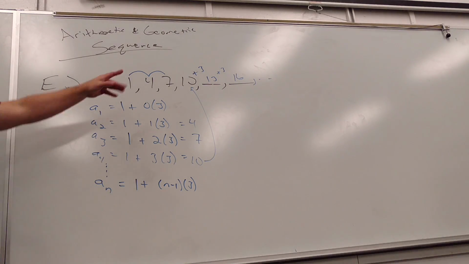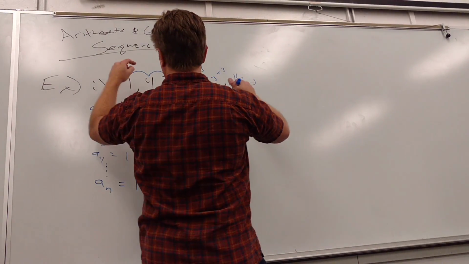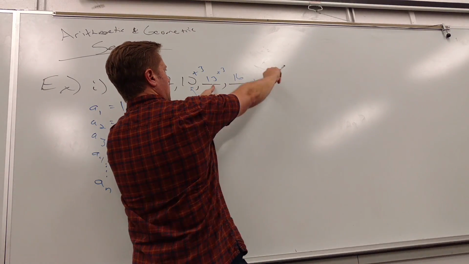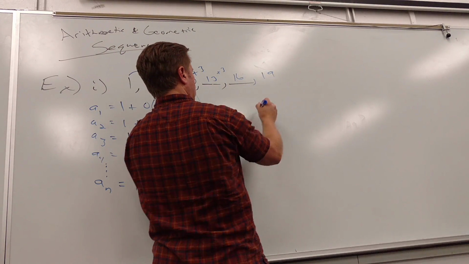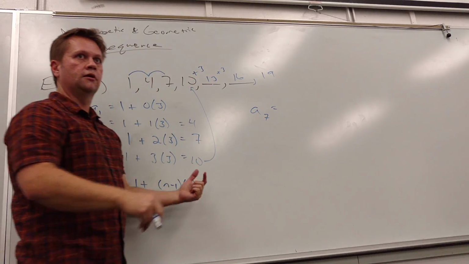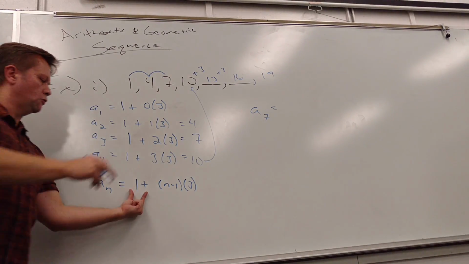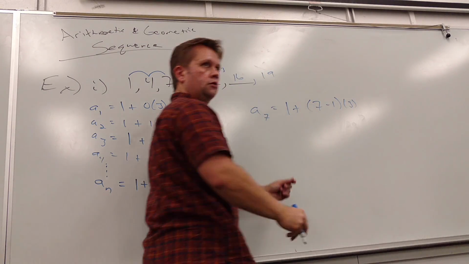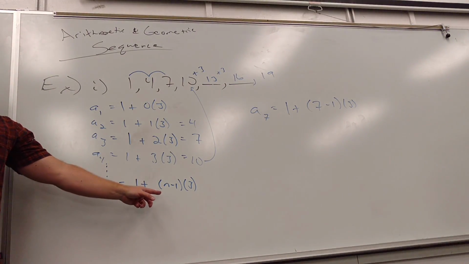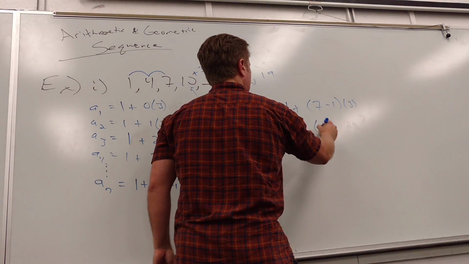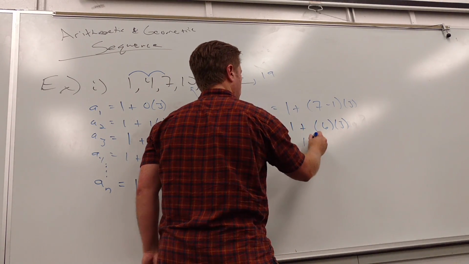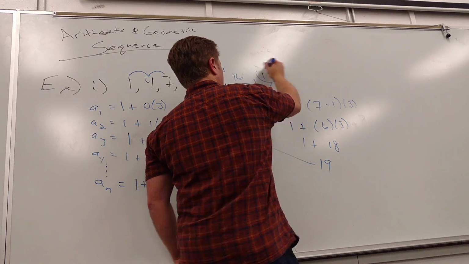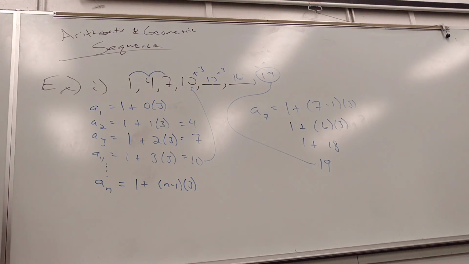Okay, so real quick, this is A1, 2, 3, 4, 5, 6. What's A7 going to be? 19. So let's check the formula out. A7 would be 1 plus 7 minus 1 times 3. Is that cool? Yeah. And what is 1 plus 6 times 3? 1 plus 18 is 19. The correct answer, of course. Right?